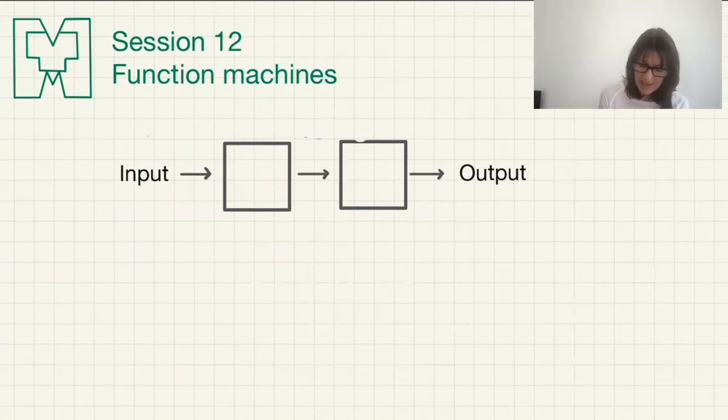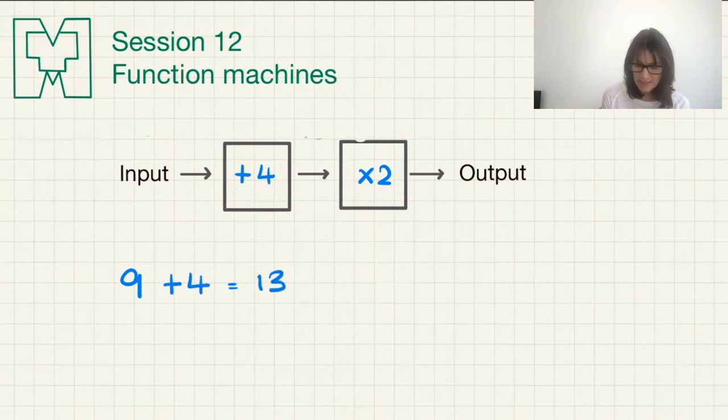So let's say this time I'm going to add 4, and then I'm going to times by 2, and 9 is going to go in. So have a go. So 9 is going to hit that plus 4, which is going to give me 13. 13 is going to hit the times by 2, which is going to give me 26. Okay, so hopefully that's going really, really well.